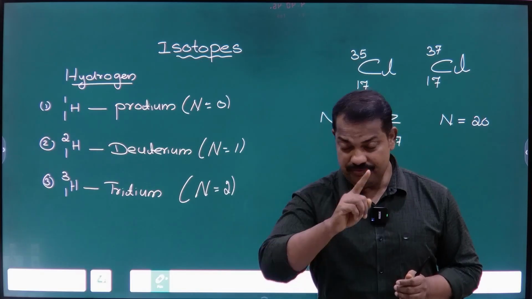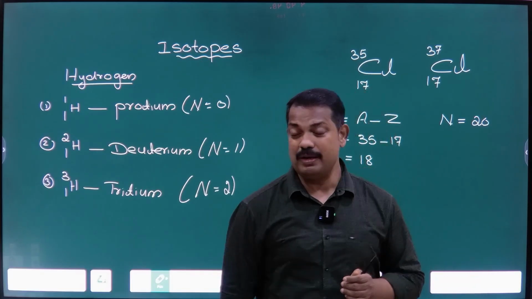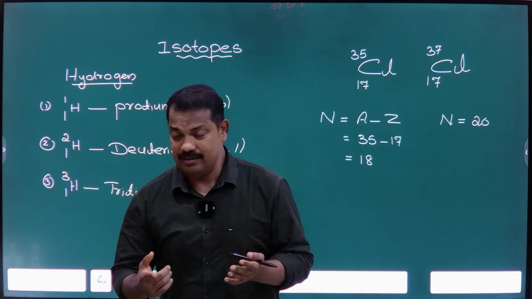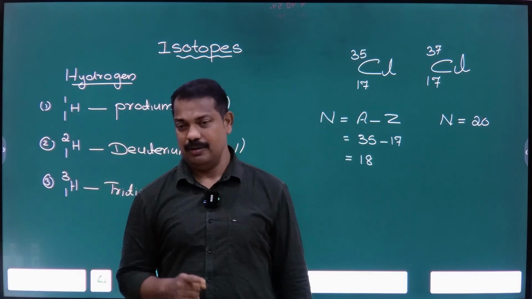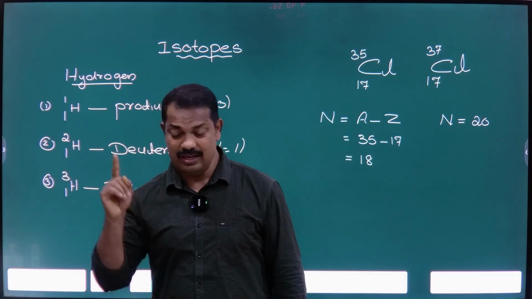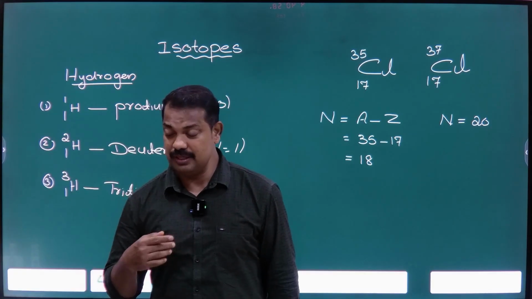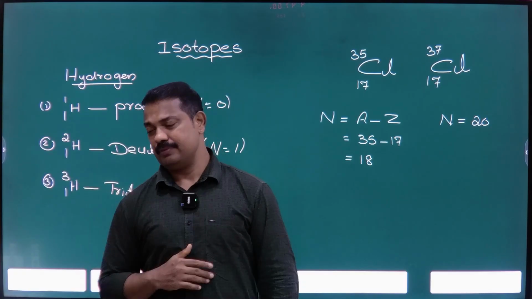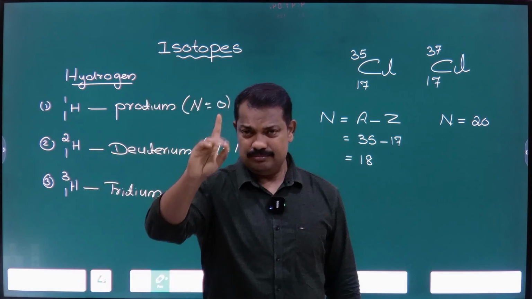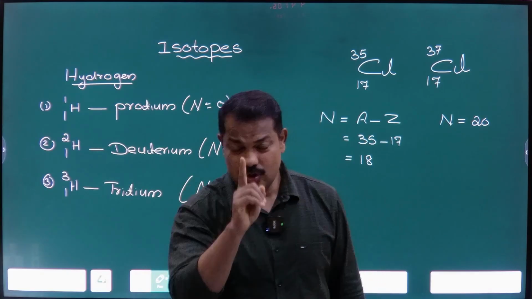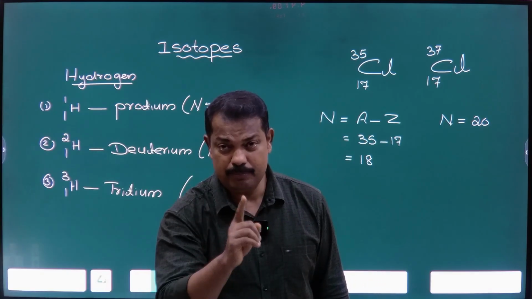Okay, very good. 35.5 U. Why? Because of the existence of the isotopes. Some numerical problems are based on this fact. Clear? So, listen. Why do isotopes show similar chemical properties?